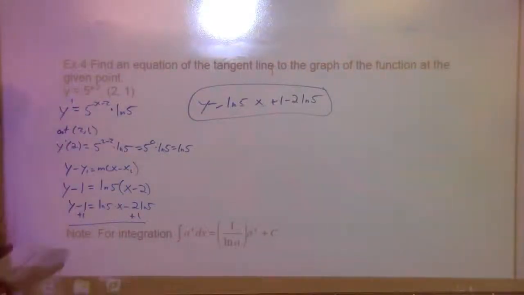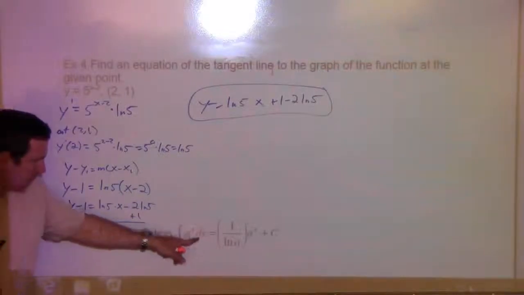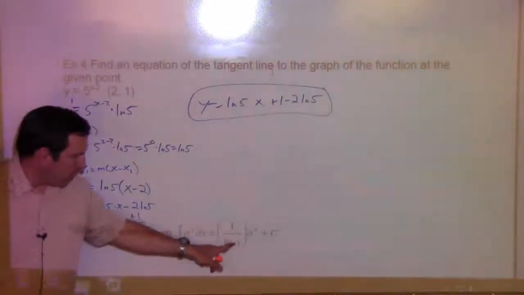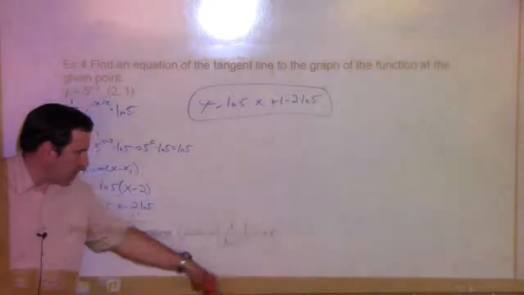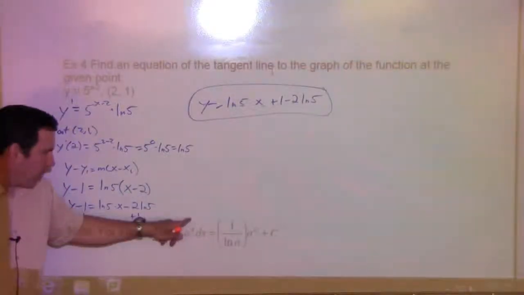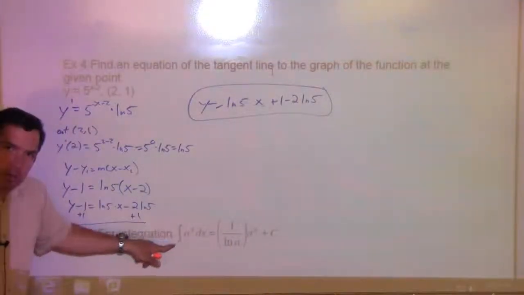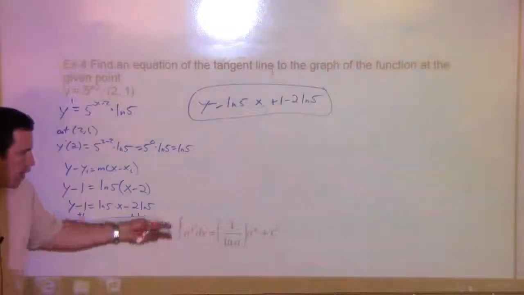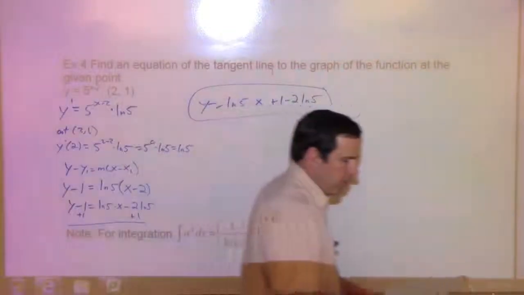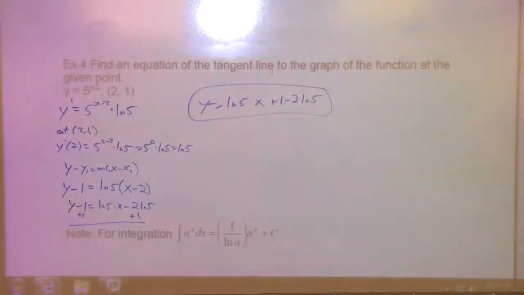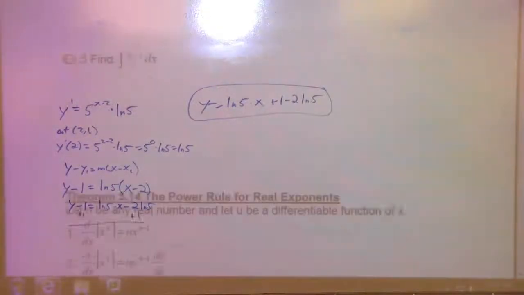Now note, we're going to talk about integration. The integral of a to the x dx would be 1 over natural log of a times a to the x, because the derivative would have produced a natural log of a as a coefficient being multiplied. So it would be divided by that when we do the integration. Which brings us to example 5.